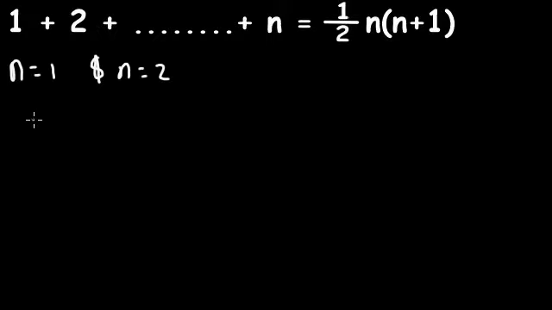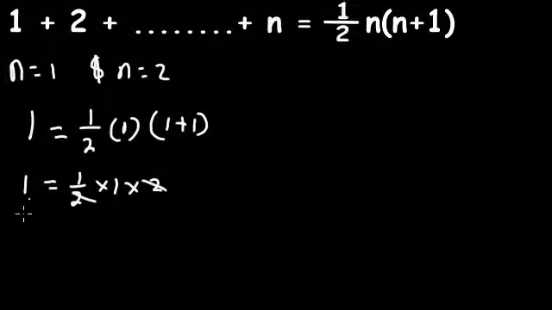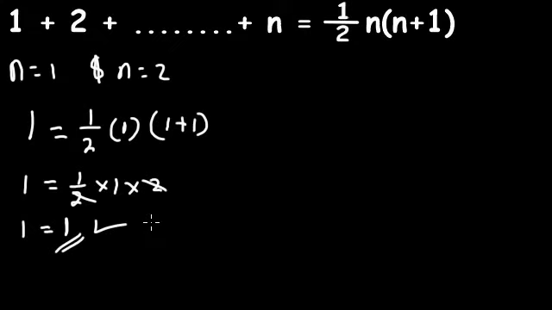So we want to show that 1 is equal to the entire expression we have at the right hand side when we substitute 1 for n again at that same side. So we have 1 over 2 times 1, which is n, times 1 plus 1, which is n plus 1. And if we simplify this expression, we have 1 over 2 times 1 times 1 plus 1 is 2. And finally, we got 1 to be equals to 1. So this makes sense.